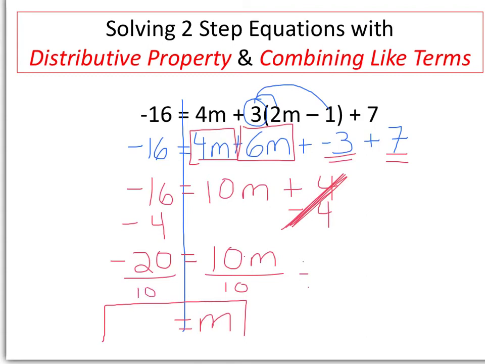Anything we do on the right, we also have to do on the left. These 10's cancel out. 10 divided by 10 is 1, so we have our m alone. And the final step to get our solution is negative 20 divided by 10 gives us negative 2. So our solution is m equals negative 2.